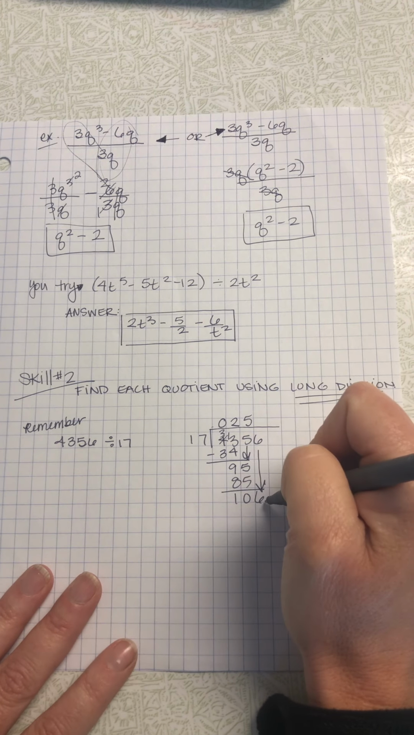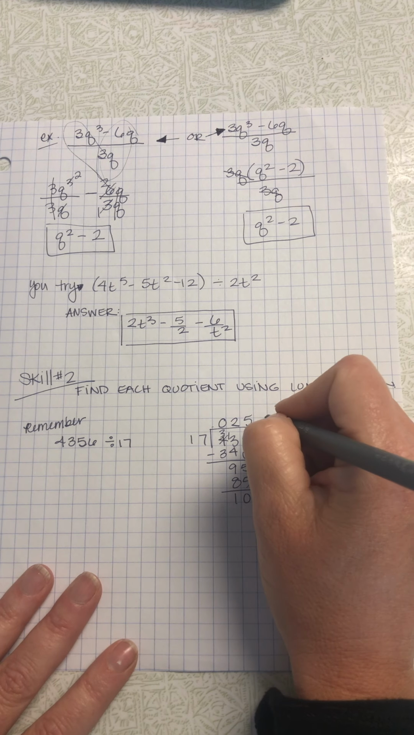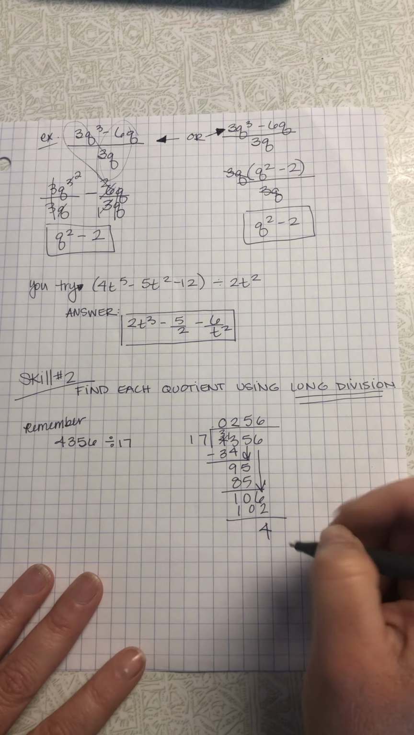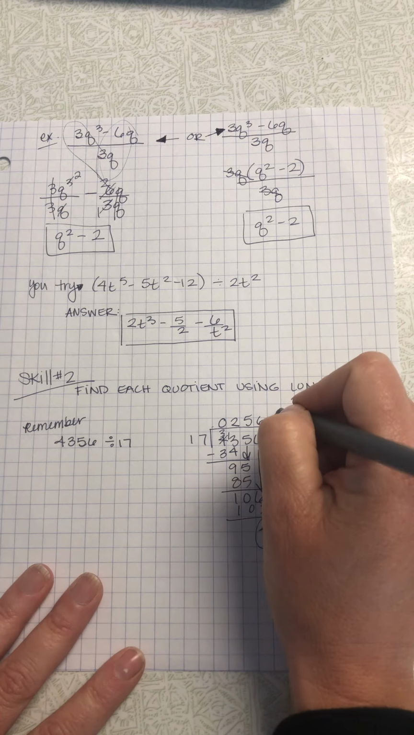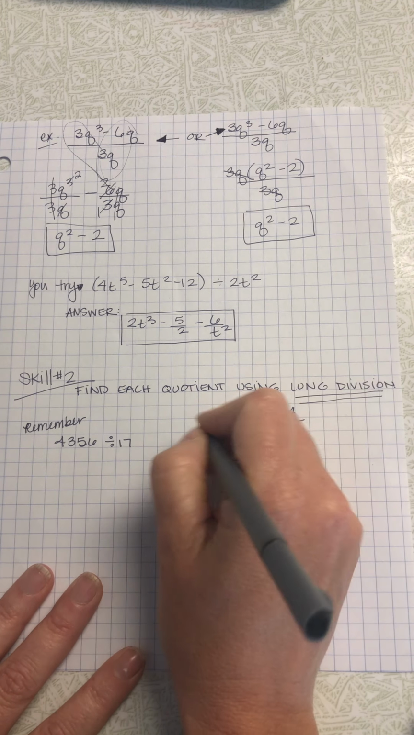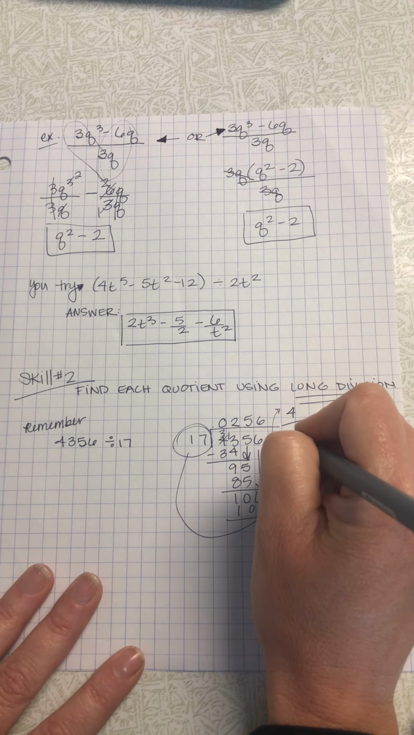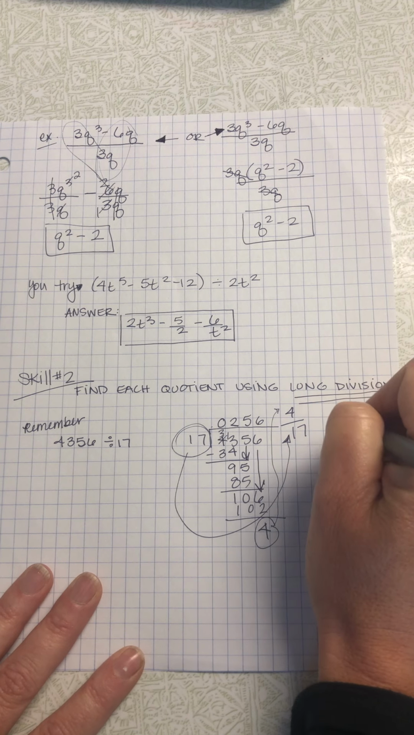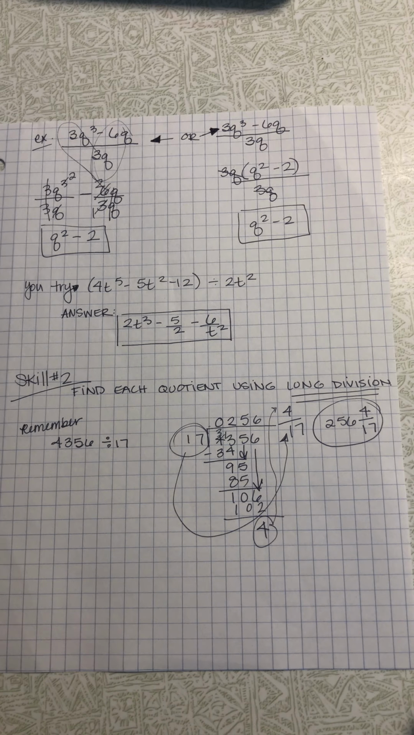And then the closest we can get to 106 is 6 times 17, which is 102, and there are 4 left over. And then we take that leftover, and that becomes our numerator over what we originally had on the outside, our divisor. So then our whole answer is 256 and 4/17. Okay, so while that's fresh, we're gonna look at our last 2 examples.